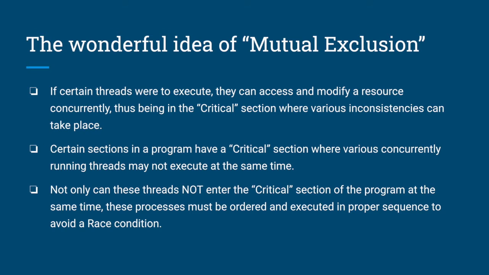So what we were previously discussing was the amazing concept of mutual exclusion. So if certain threads were to execute, they can access and modify a resource concurrently, thus being in the critical section where various inconsistencies can take place. So certain sections in the program have a critical section where various concurrently running threads may not execute at the same time. So a critical section is a piece of the program in which processes or threads access a shared resource. Only one process or thread can possess the mutex at a time.